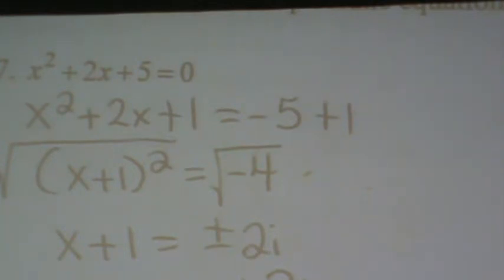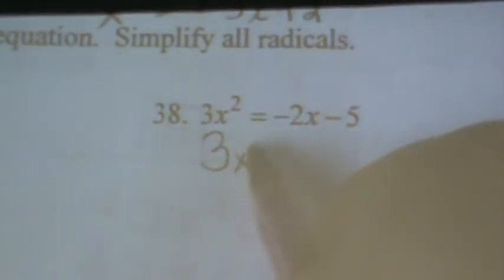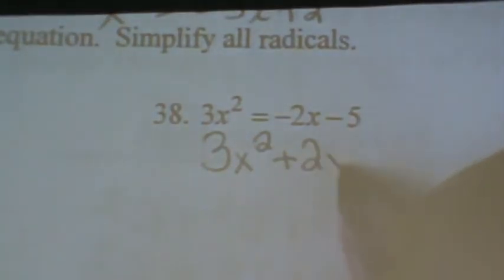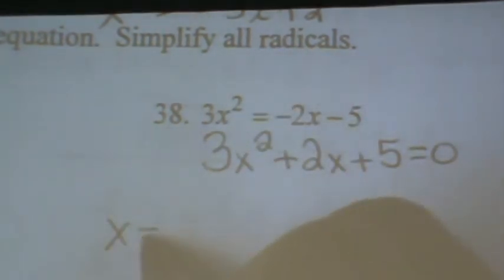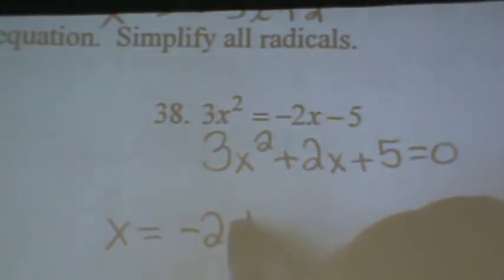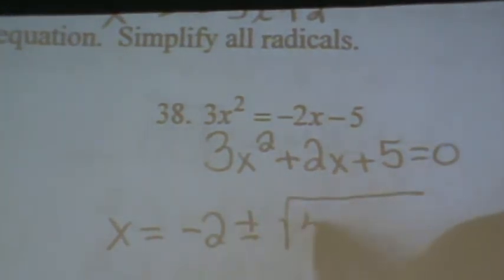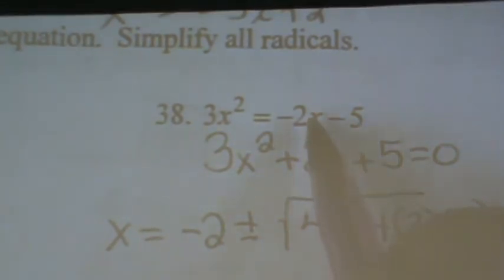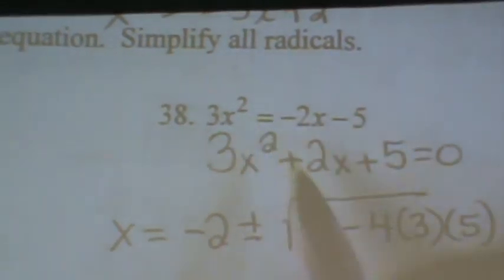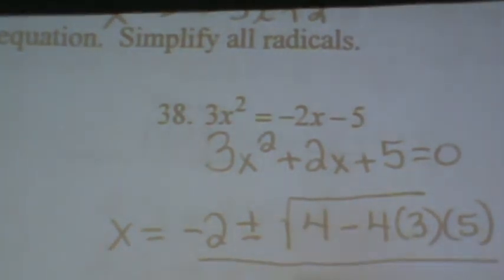Would you complete the square on this one? No, I wouldn't. Why? Because you're going to get a fraction there. You don't want to take half of a fraction. So you're going to do negative b plus or minus the square root of b squared minus 4 times a times c. Would 3x squared be negative? No, you're bringing this over and that over. All over 2 times 3, which is 6.